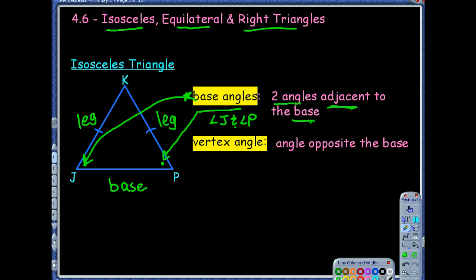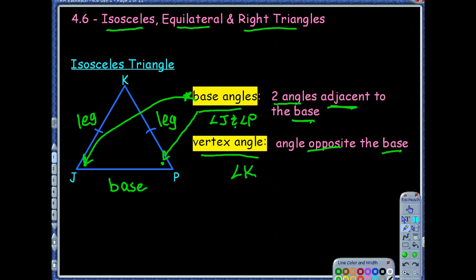Now the other type of angle that we're going to talk about is a vertex angle. A vertex angle is just the angle opposite the base. So it's the one that's connecting the 2 legs together. So angle K would be my vertex angle. Notice it's across from the base in a sense. And I like how Ms. Hograby said it: it connects the 2 legs. It's the one that is created by the 2 legs.